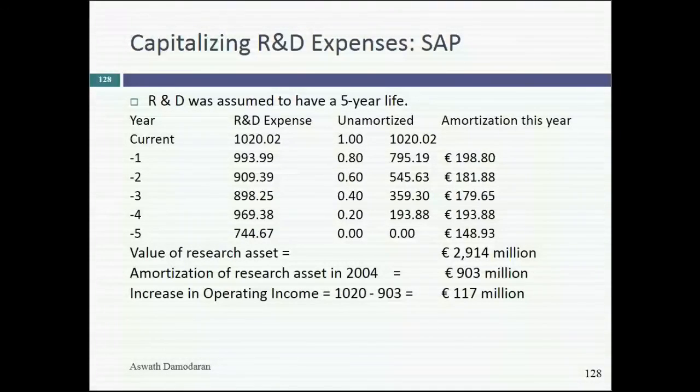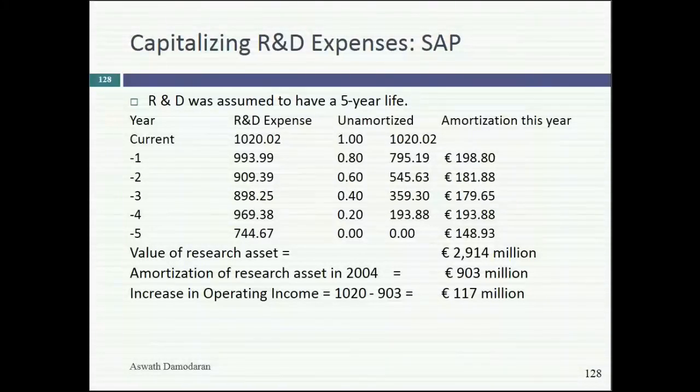So basically, by the time I get to this year, this is my last 1/5 being written off, 148.93, 1/5 of that. There's nothing left over. R&D from 4 years ago was 969.38. I'm writing off 1/5. There's 1/5 left over. R&D from 3 years ago, I'm writing off 1/5. So each year, I take the expense, I write off 1/5 this year, and I see what's left over.